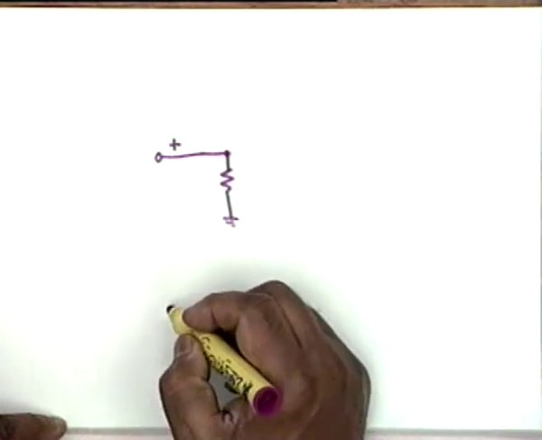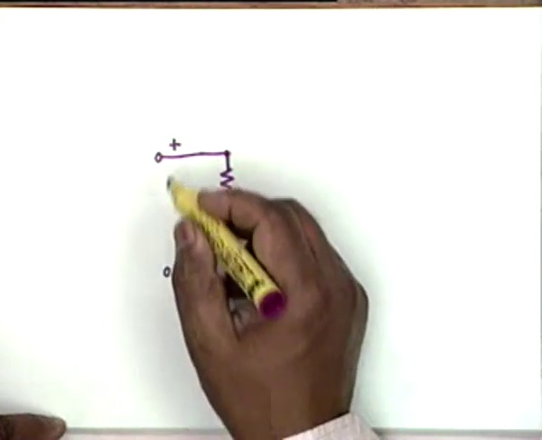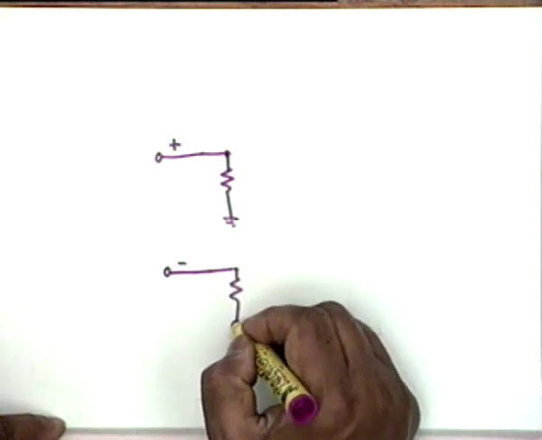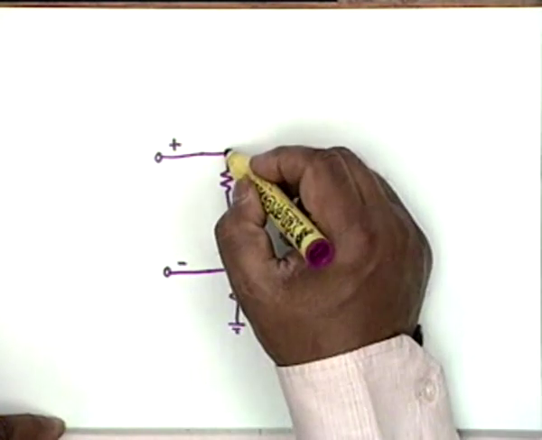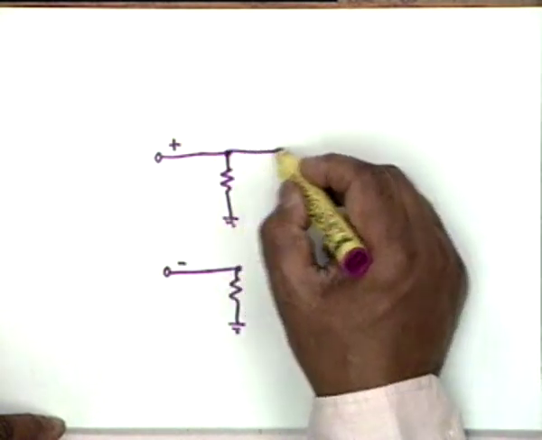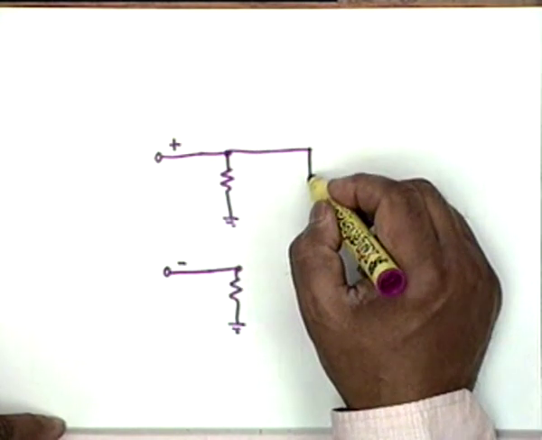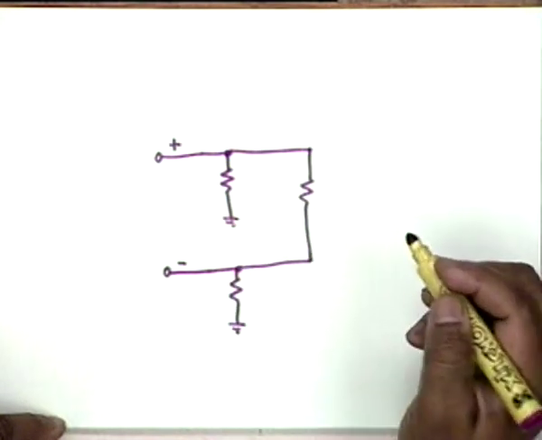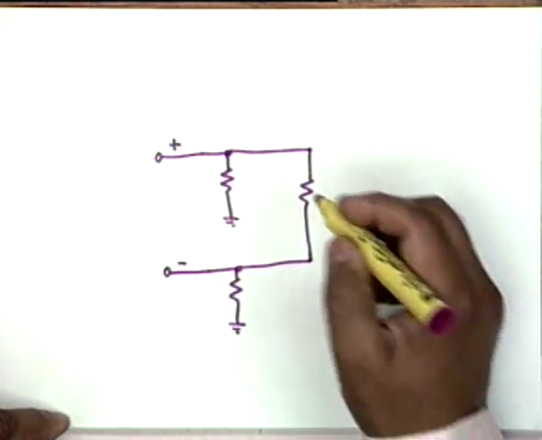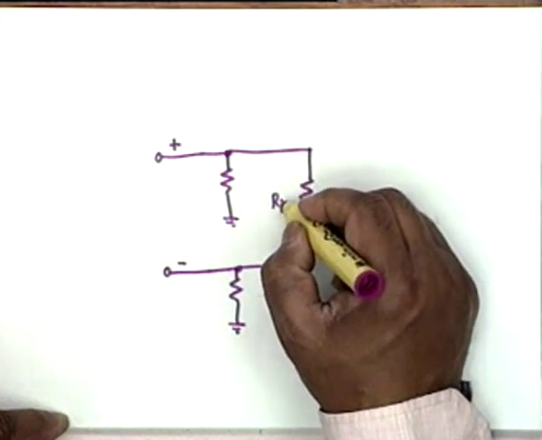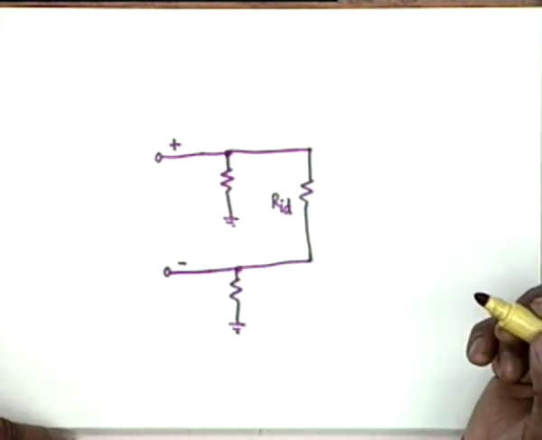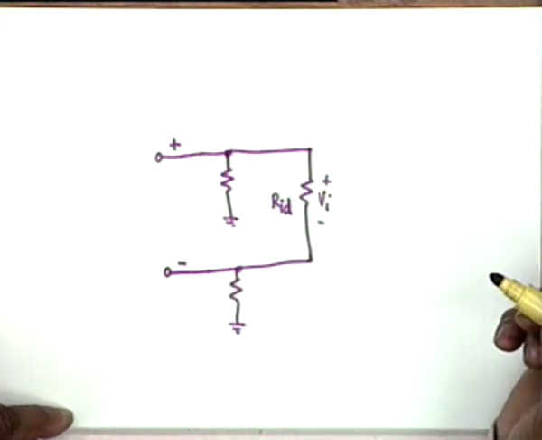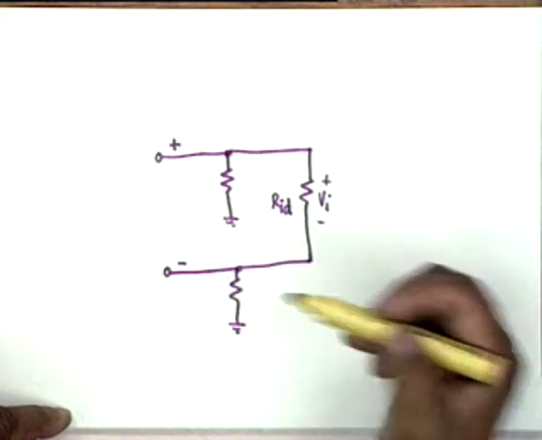A resistance from here, this is the inverting terminal, the non-inverting terminal, then the inverting terminal, a resistance from here to ground. Then between these two I shall have the differential mode input resistance, that is, this would be RID, and the voltage here is V sub I. Can you tell me what these resistances would be?